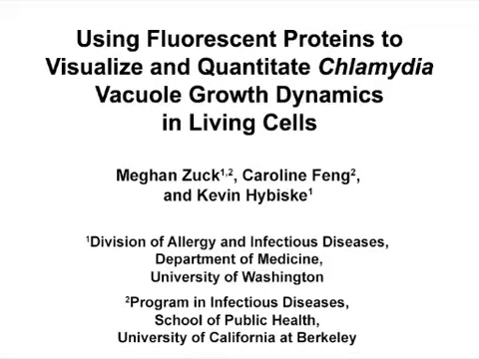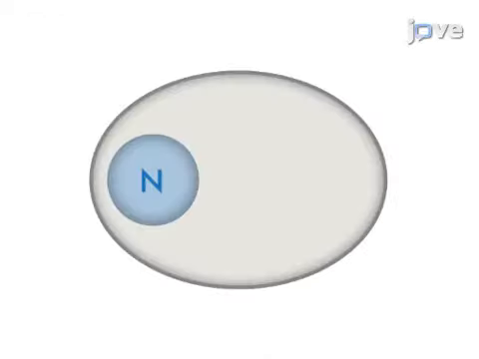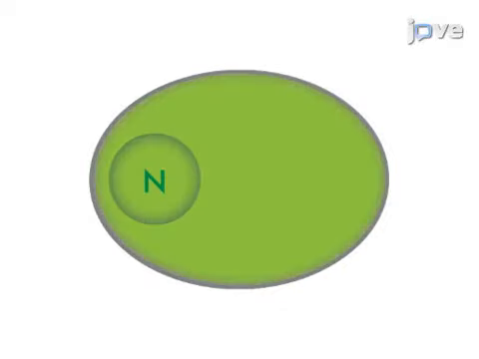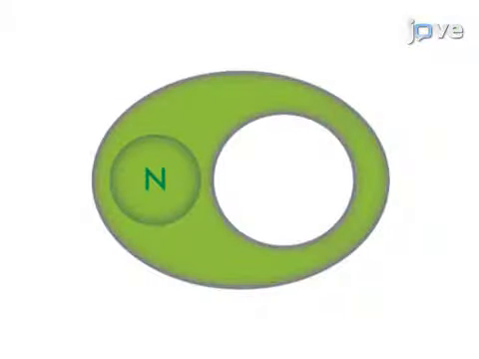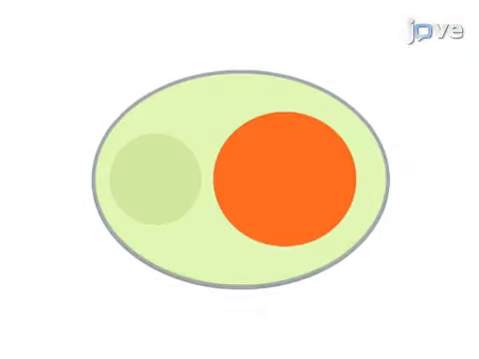The overall goal of this procedure is to visualize and quantitate chlamydial inclusion growth dynamics in living cells. This is accomplished by first generating fluorescent host cells that stably express a fluorescent protein, such as GFP, in their cytoplasm. Next, the host cells are infected with chlamydia and allowed to incubate. Then, the infected cells are visualized by live fluorescence microscopy. Finally, chlamydial inclusion characteristics are quantified through microscope analysis software.